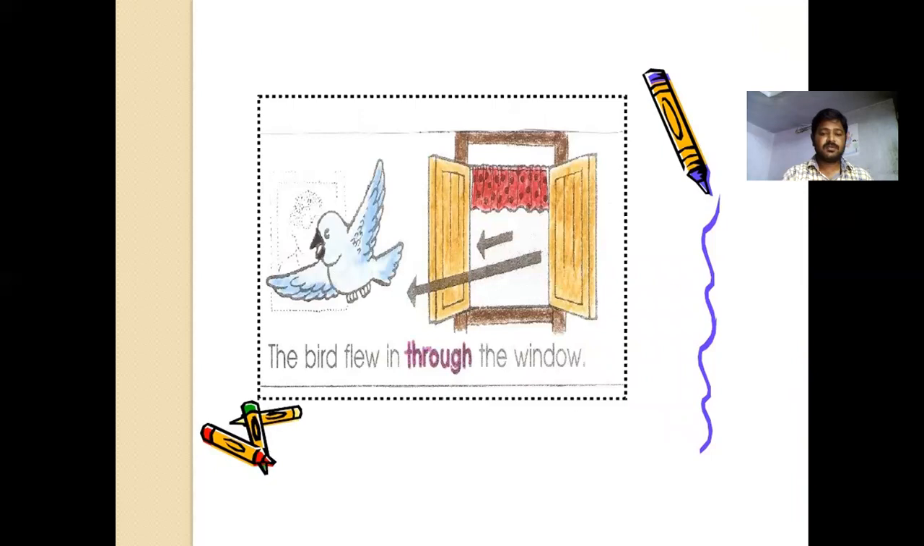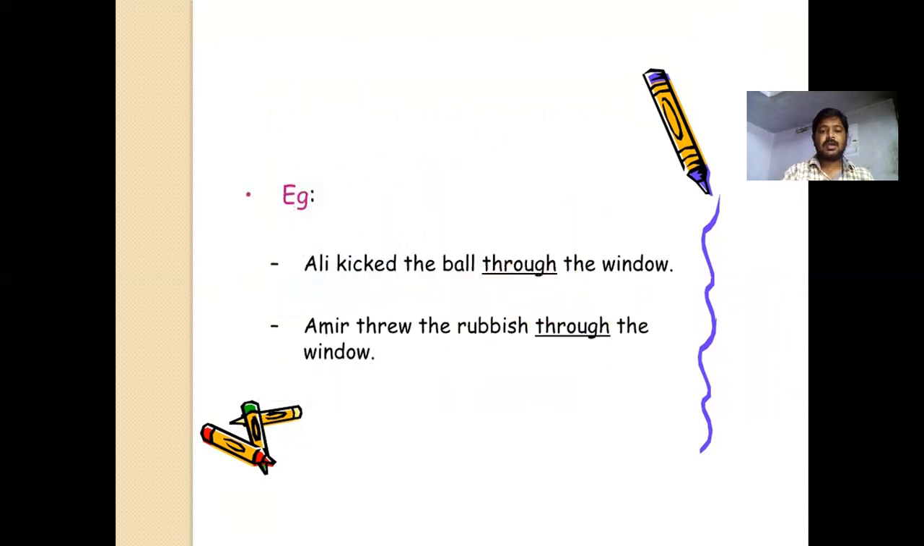The bird flew in through the window. Flew in means flying. The bird flew away through the window. Through is used as a preposition here. And for through, we can say that Ali kicked the ball through the window. Through means going on through.